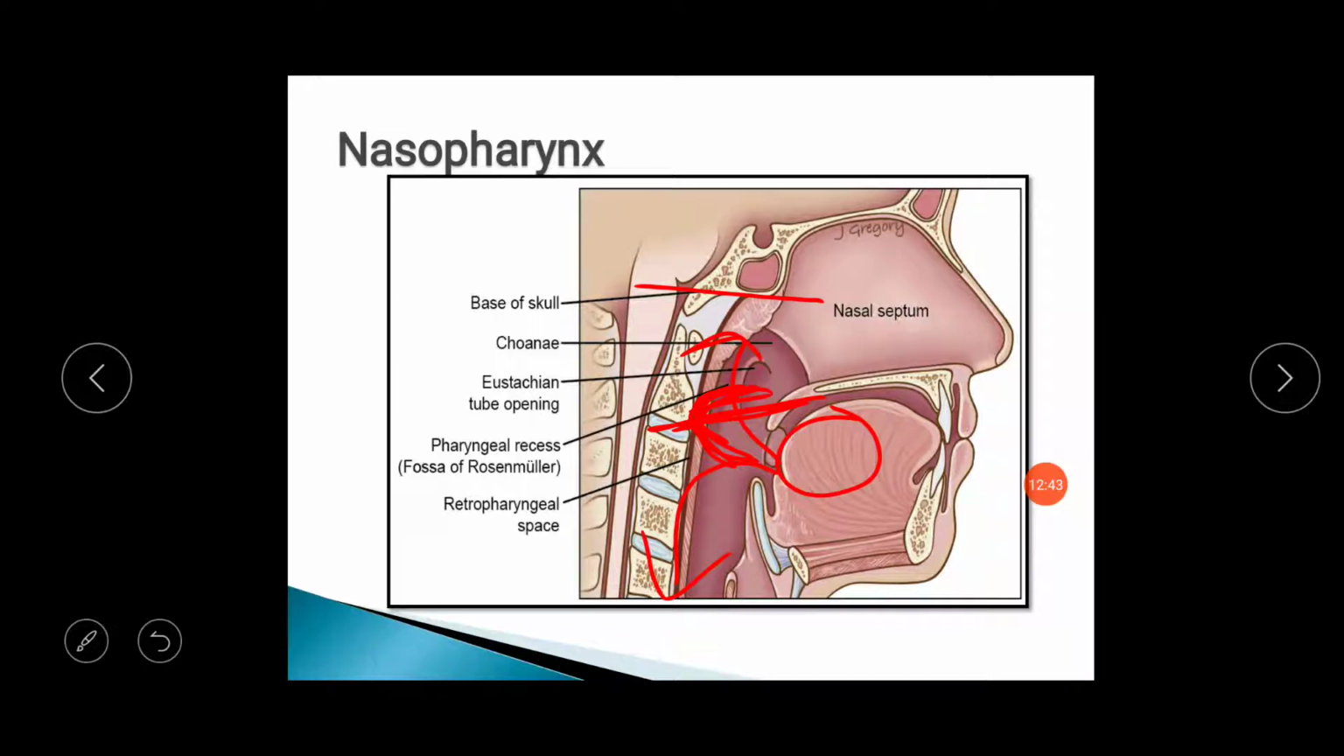So this pharyngeus muscle, palate and Passavant's ridge help in cutting the nasopharynx from the oropharynx and help in the food passage.